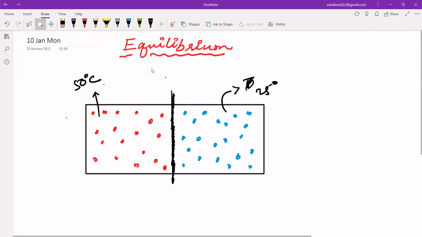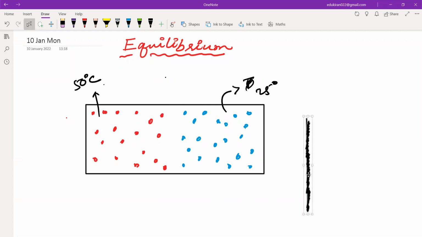After a while, we will remove this blockage. As soon as we remove it, what will happen? These are not reacting gases, so they will mix with each other. When we don't have any compartment, the red gases will come here and the blue gases will come here. They will be completely, evenly spread out.